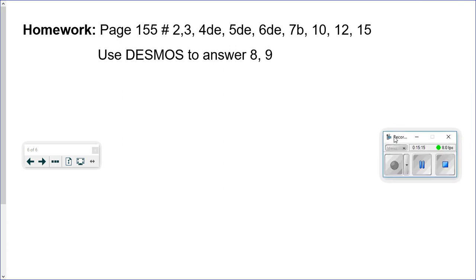So here's your homework out of the text. Again, you may have done this already. You definitely want to try a few questions. Use Desmos to answer 8 or 9. You're welcome to use a table of values to graph everything if you prefer doing it that way.